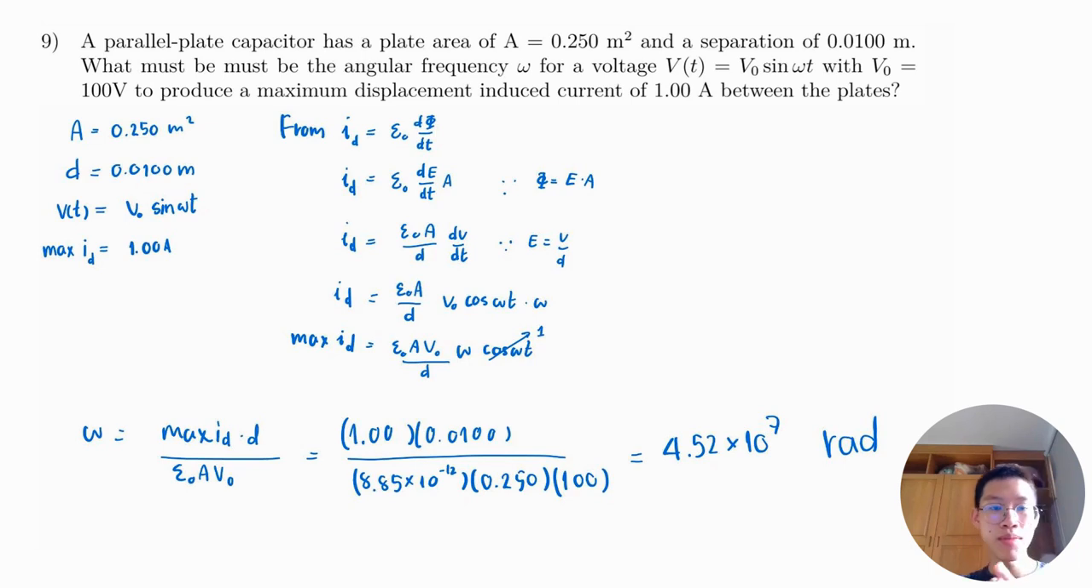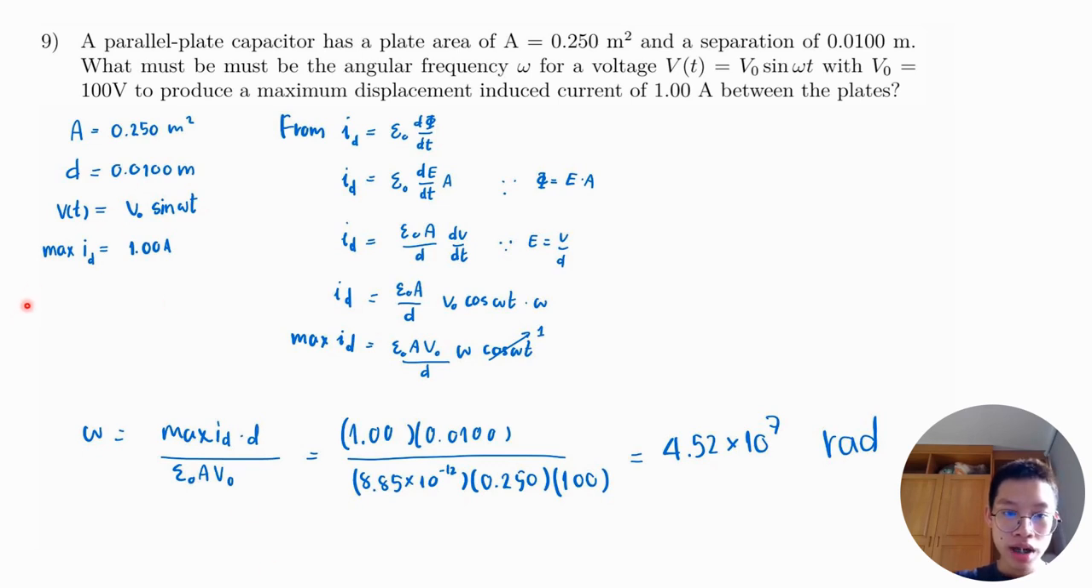Hi, teacher Gang. Problem number 9. A parallel plate capacitor has a plate area of A equal to 0.250 meters squared and a separation of 0.0100 meter. What must be the angular frequency omega for the voltage V of t equal to V0 sine omega t, with V0 equal to 100 volts, to produce a maximum displacement current of 1 amp between the plates?